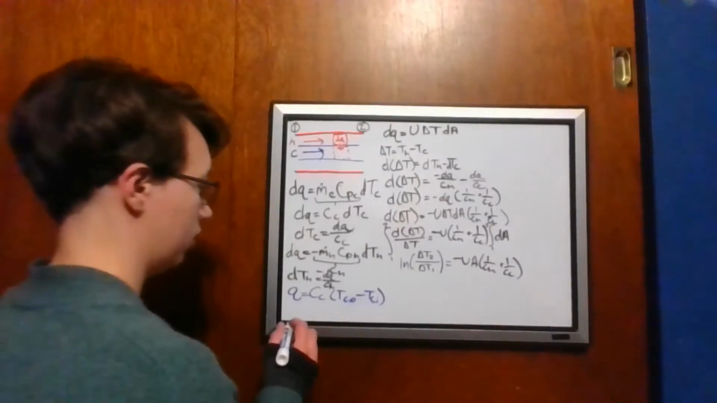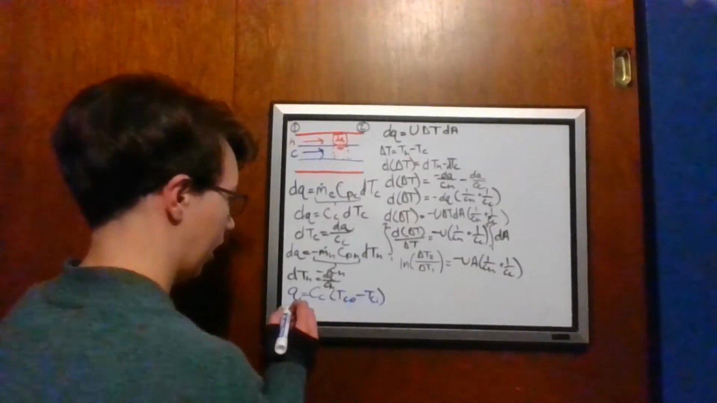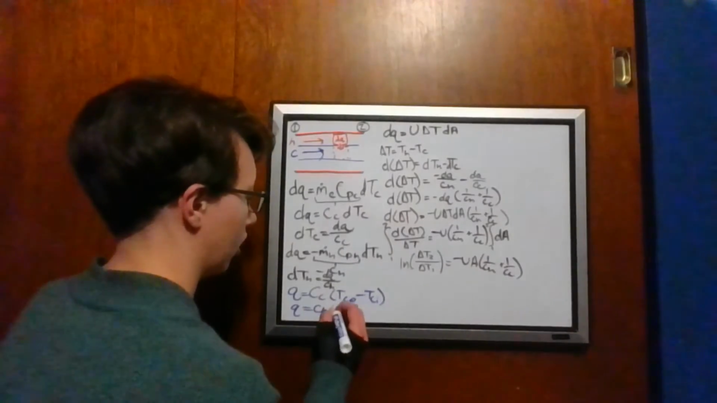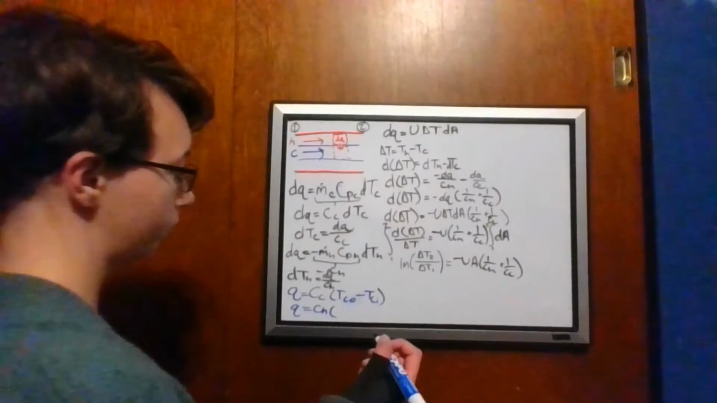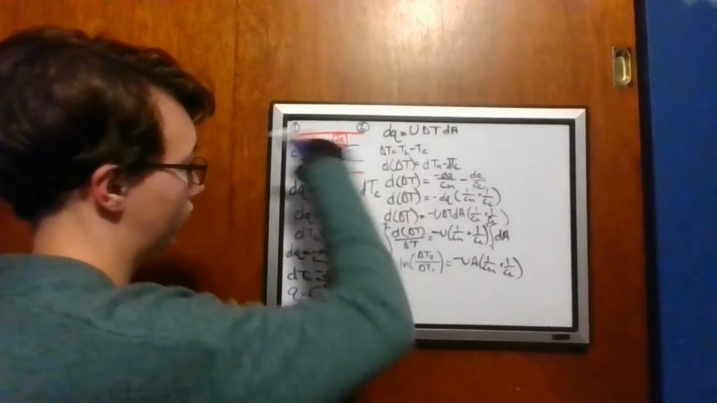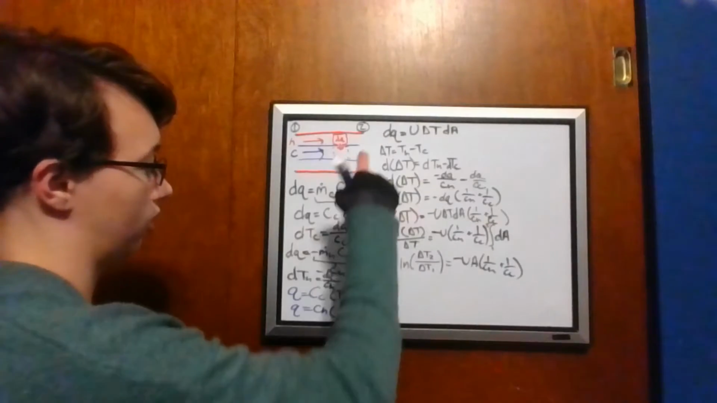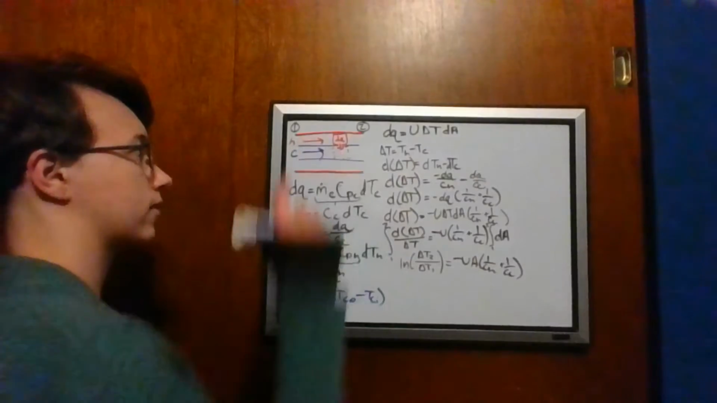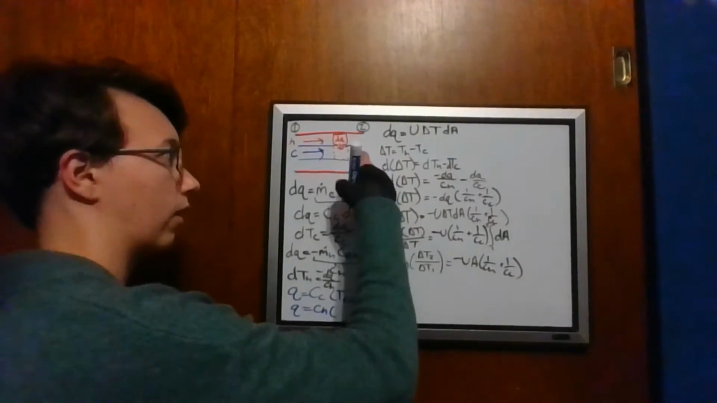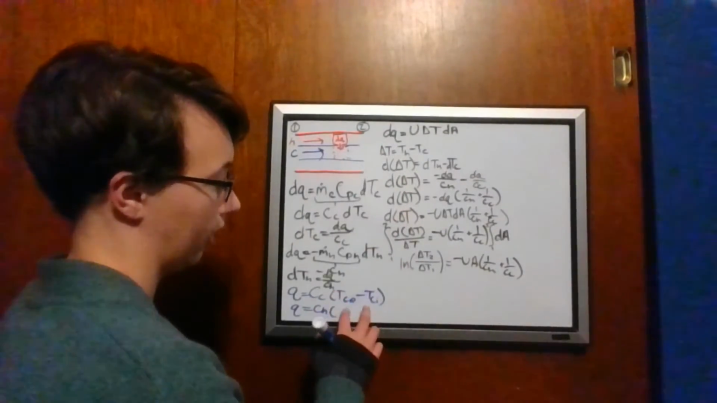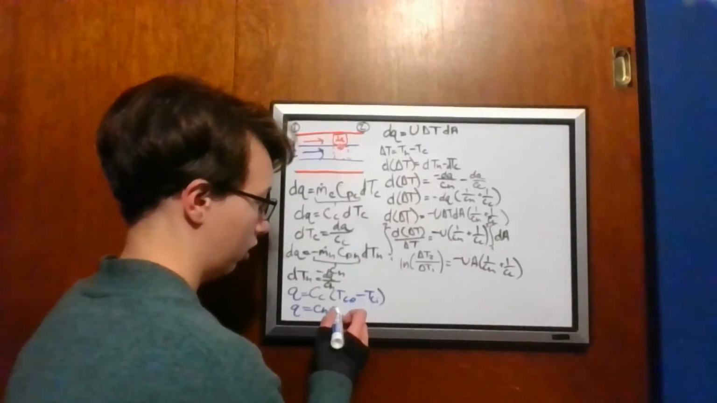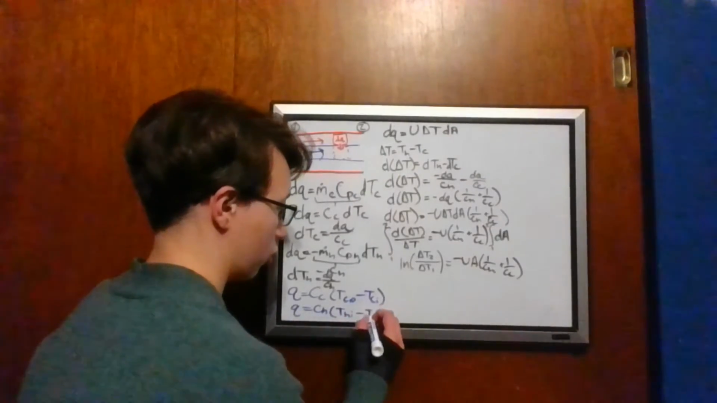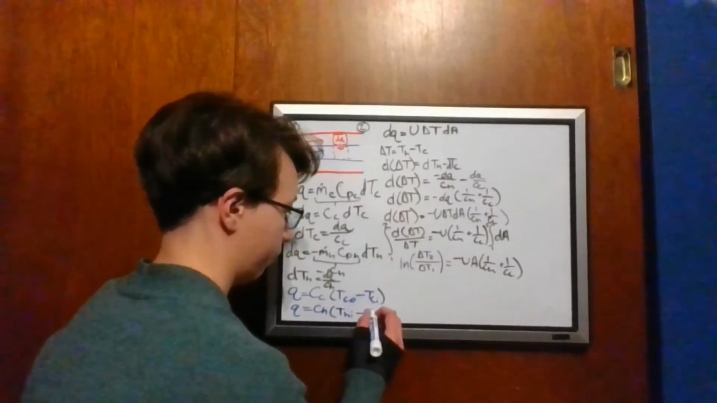Alright, and then same thing for our hot. We've got that CH times our change in temperature of the hot, which is again out minus in. But we need to keep in mind that the sign should be the opposite of the cold stream, because this is losing heat, whereas this is gaining heat. So it would be flipped within here, where we have the temperature hot going in minus the temperature hot going out.